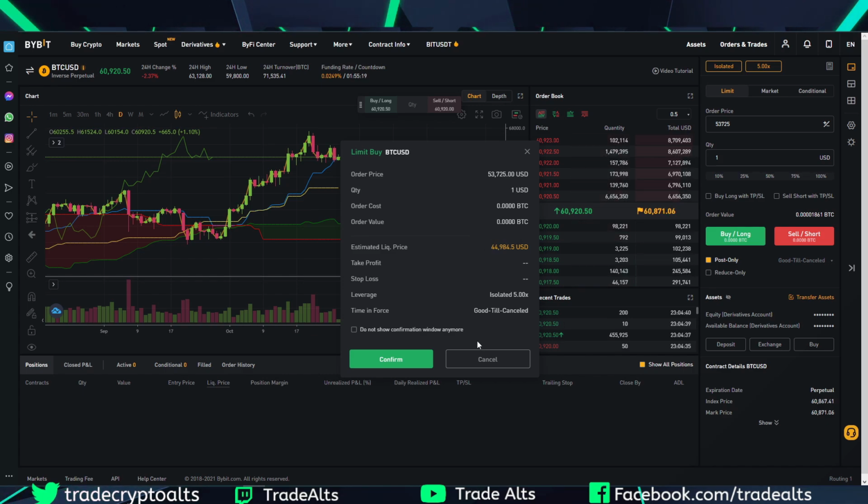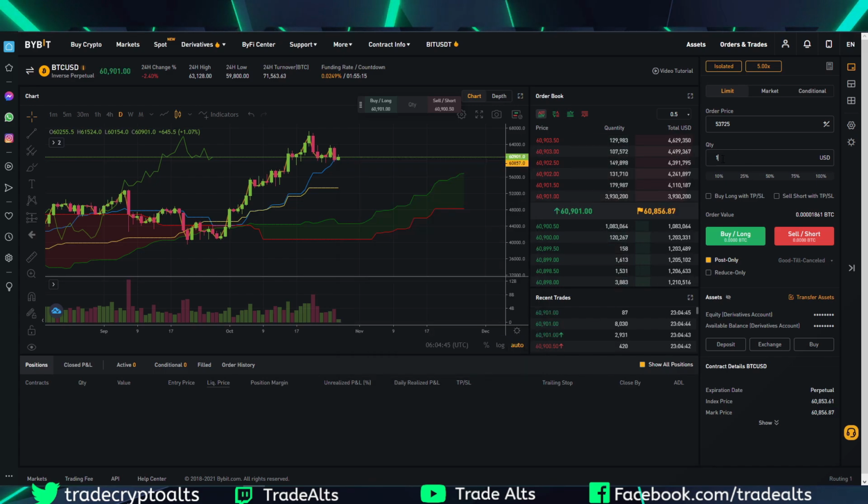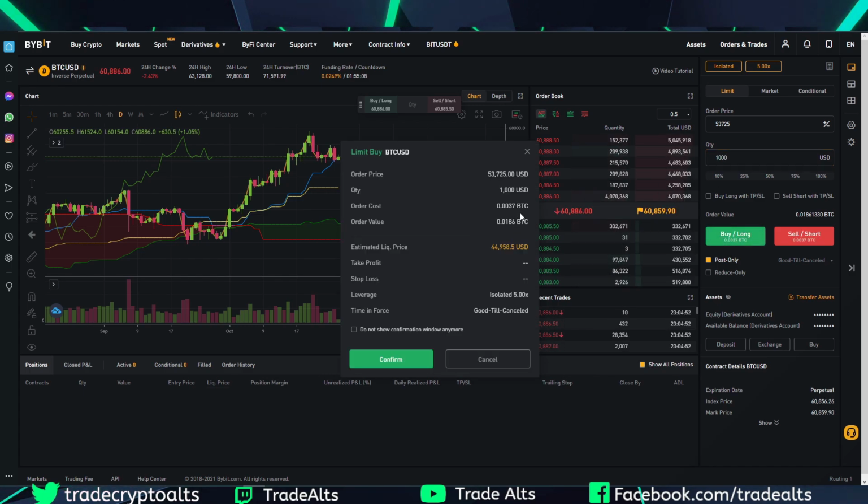So if you made this a little bit bigger, I guess I can make it a little bit bigger. Let's do 1,000. There we go. You'll see it actually will change. So here's your order cost in Bitcoin, your order value in Bitcoin, since you're trading 5x leverage. And then this is very important to understand. This is your estimated liquidation price. If the price of Bitcoin fell below $44,958.50, you will be liquidated.